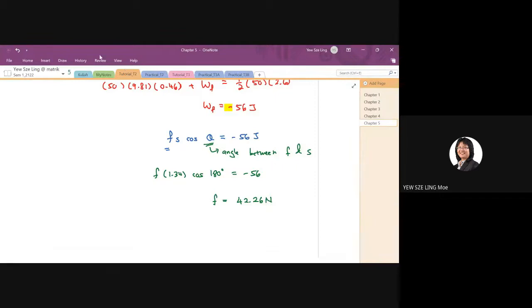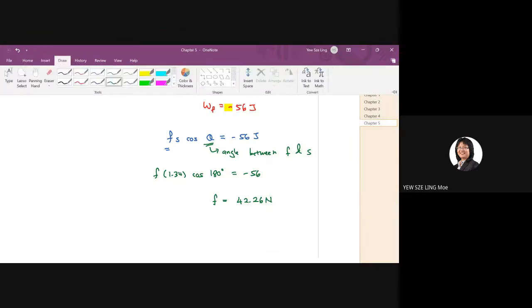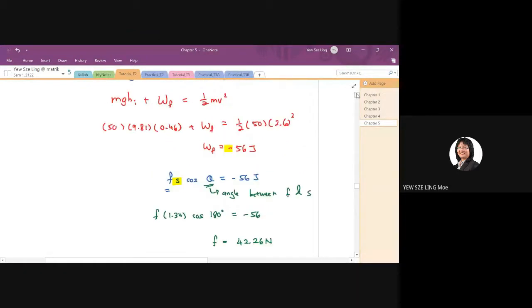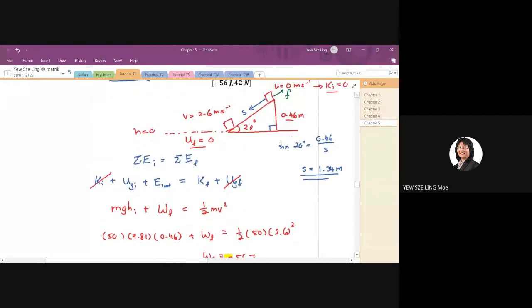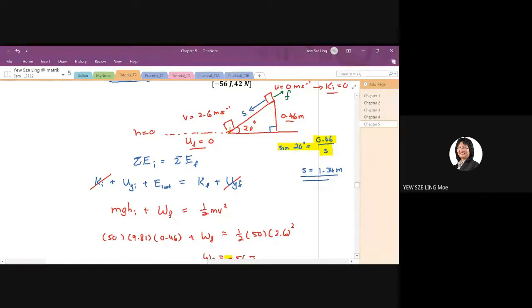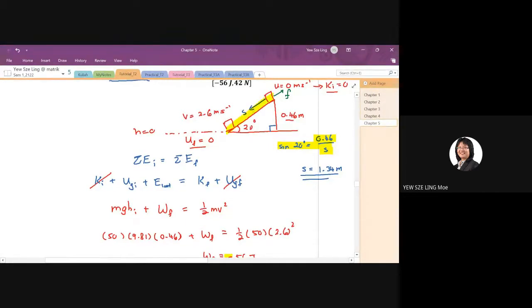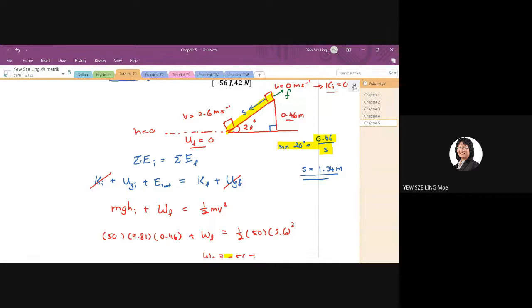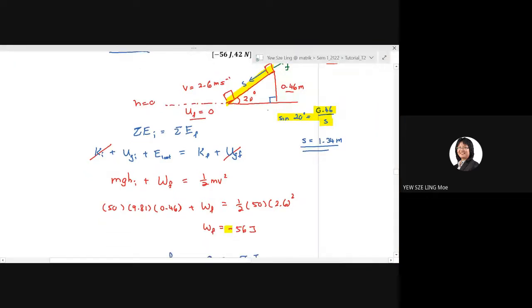The crucial point in this question is whether you know how to determine the value for S or not. S can be determined by using the trigo function, which is sine 20 degree equal to 0.46 over S. So the distance traveled by my object along this inclined surface is 1.34 meter. All right, so this is question 5. Now I give you some time to write it down.